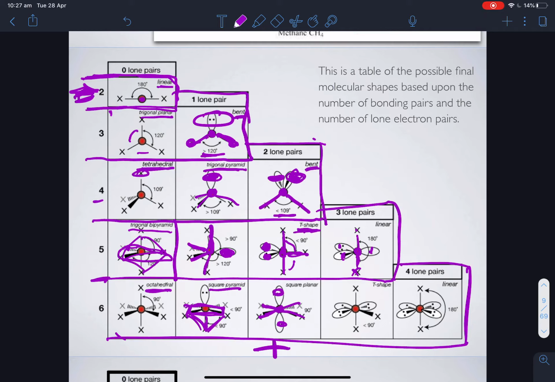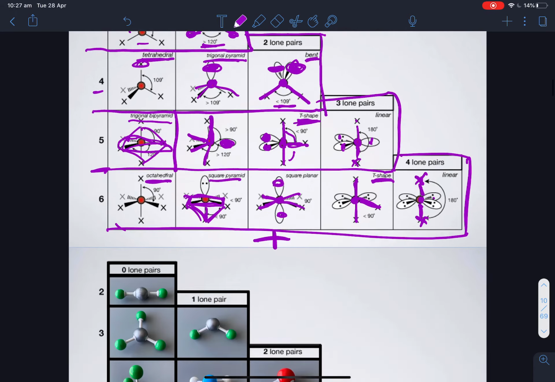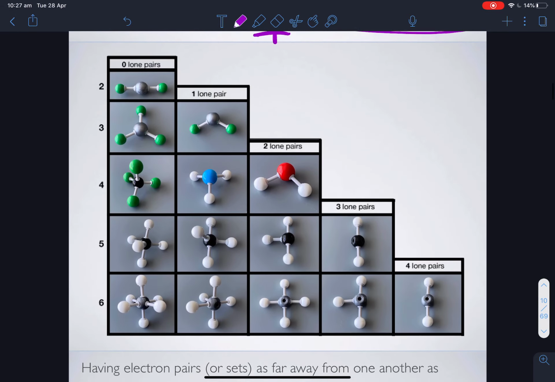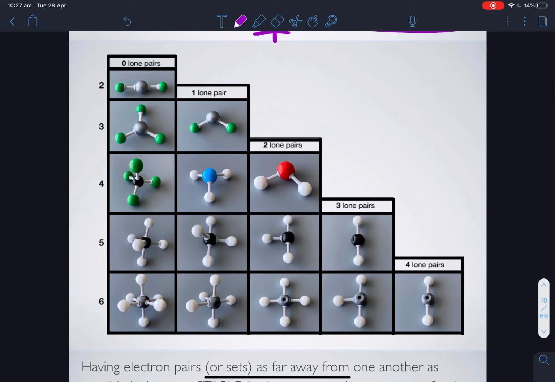But not the same as this T shape. I was just considering why it's not called a T. Different T. So here again, when we've got 3 lone pairs, we get another T shape. Okay? 3 lone pairs, 3 actual bonds. And when we have 4 lone pairs, we get another linear molecule.